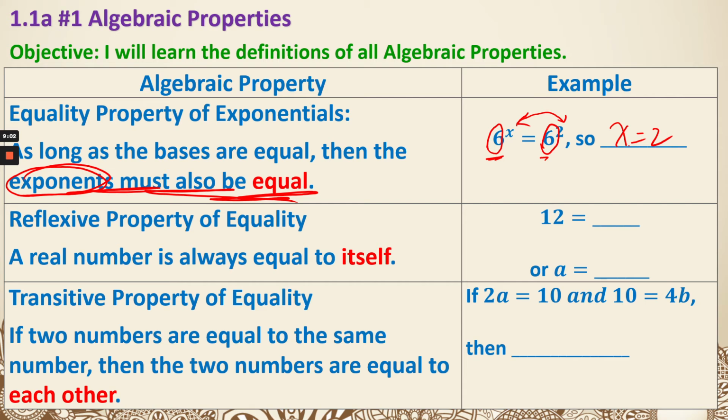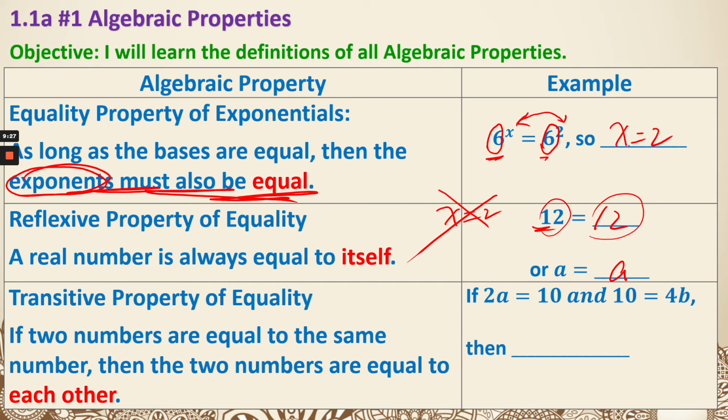Next, reflexive property of equality. A real number is always equal to itself. So 12 is 12, a is a. Just to clarify, it's seriously the same number. It's not x equals 2. That does not work. It's just a number is exactly the same thing as itself.